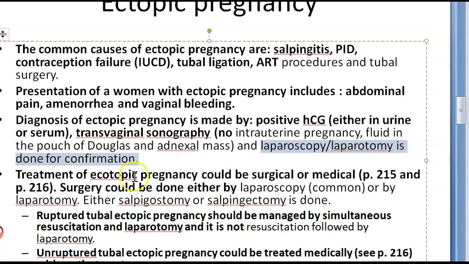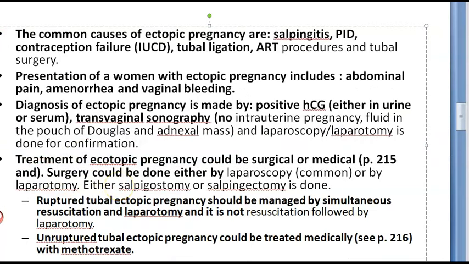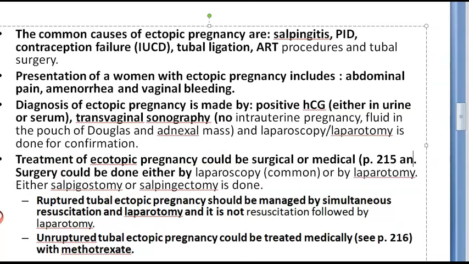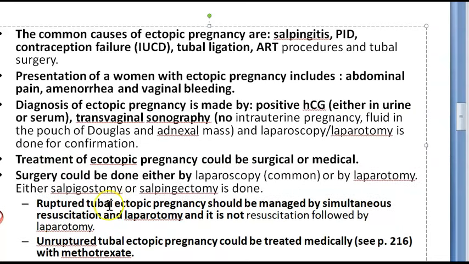Okay. Then coming to treatment, how will you treat ectopic pregnancy? It can be surgical or medical. Basically, there are a lot of details which we are not looking at. We're just looking at a summary here. So basically, you can do a laparoscopy or a laparotomy to remove this ectopic pregnancy. A salpingotomy, that is a hole in the fallopian tube. Salpingectomy, remove the fallopian tube, etc. There are so many things that you can do.